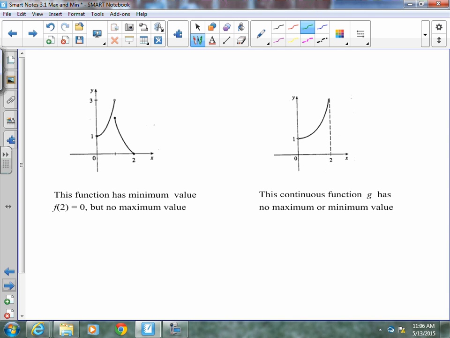This function has a minimum value right here, the minimum value, but no maximum value. Notice how that's an open circle? You can't name the largest value, so there is no maximum value. And this last one is a continuous function, but it does not have a maximum or a minimum. This open circle cannot be a minimum. We can't name that value. And this is going on forever next to this asymptote, so we also cannot name the largest value.